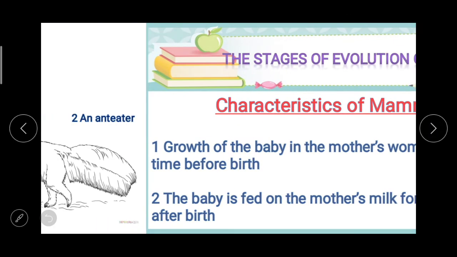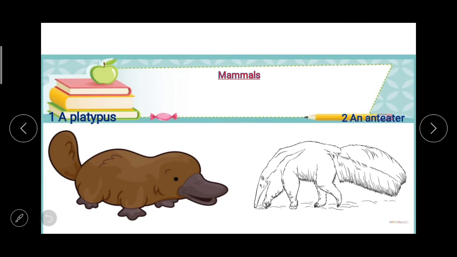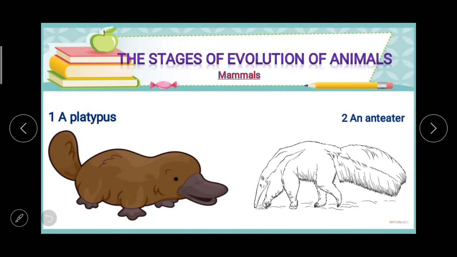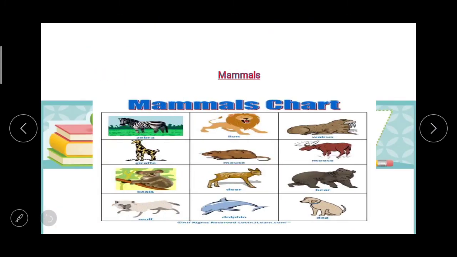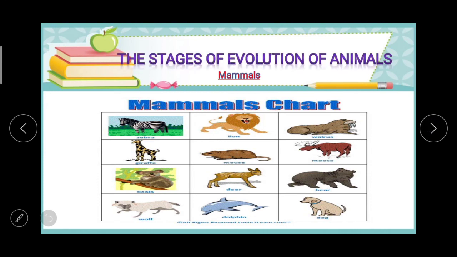Then the next thing, here you can see the platypus and some species of anteater are exceptions to this. They are considered mammals because even though they lay eggs, they suckle their young ones. And the next, mammals chart.